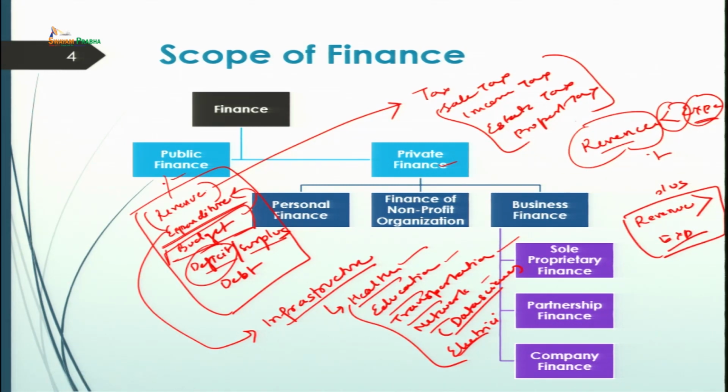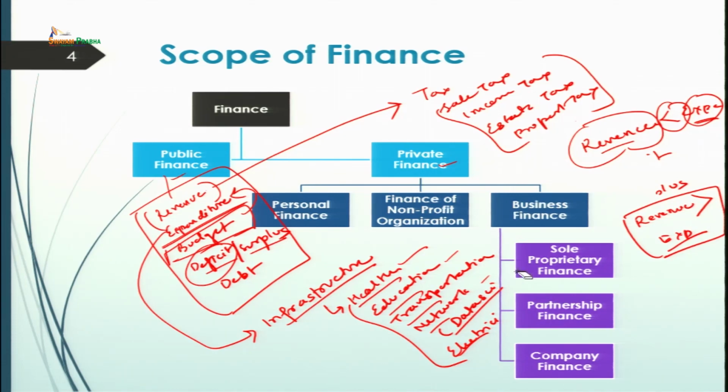Right. So this is about public finance. The other side is private finance. Private finance is the finance which people are earning. That means the earnings of the businessmen of our country come under private finance. Right. There is no intervention of the government. It's a sole proprietary business, or a partnership business, or a company. That means you have a stake in your business.